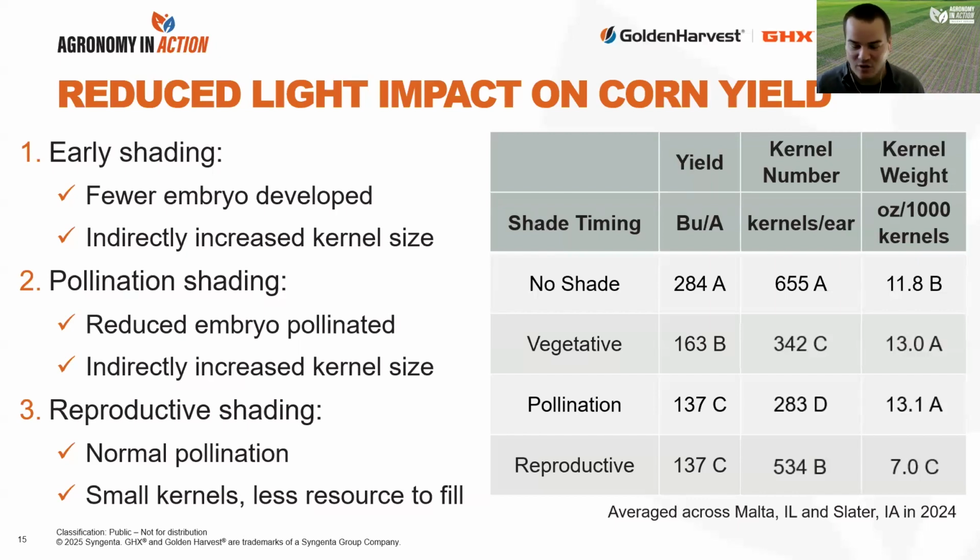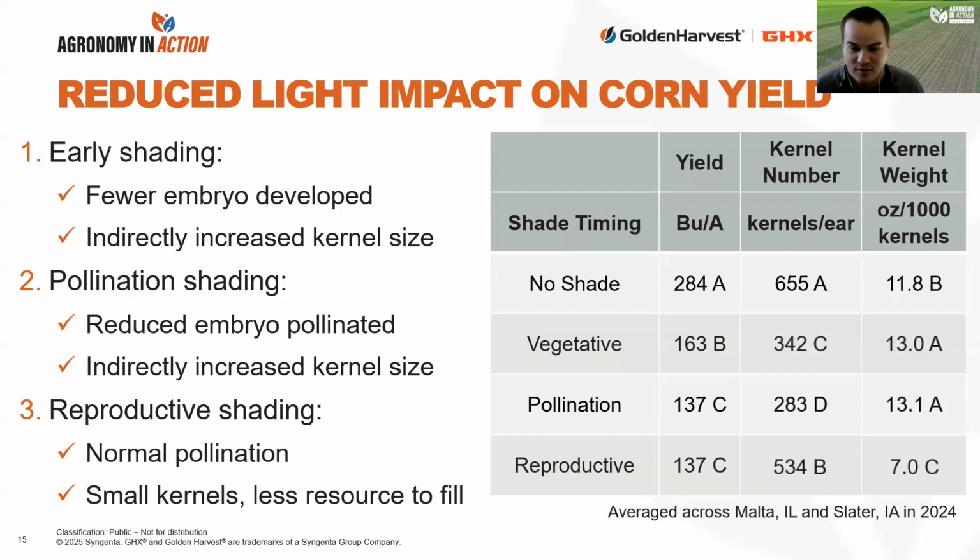Pollination timing is our most critical timing, where we don't want any stress on the plant. If we were shading the corn plant during that timing, that's where we had the biggest reduction in kernel number. We just didn't get the pollination that we needed, and again, it indirectly increased kernel weight. During the reproductive stages, we had a slight decrease in kernel number compared to no shade, and a lot of that was kernel abortion at the tip, but a minimal impact on the number of kernels per plant. The big impact there was kernel weight. During the grain fill period, any kind of stress will reduce kernel weight within that year.